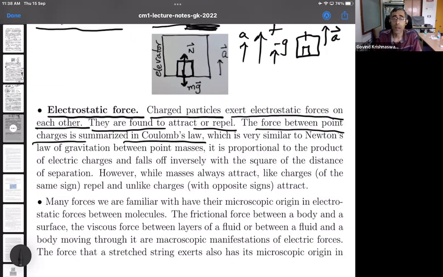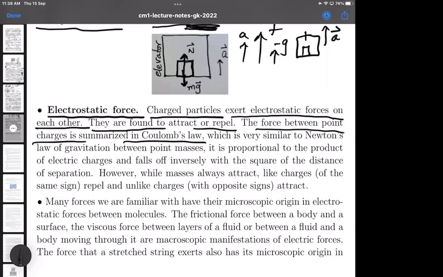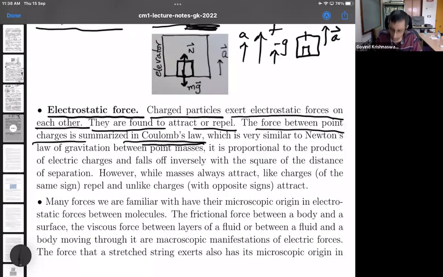From which country was Coulomb, by the way? So was he from France? Indeed, you're right. So you're quite right.